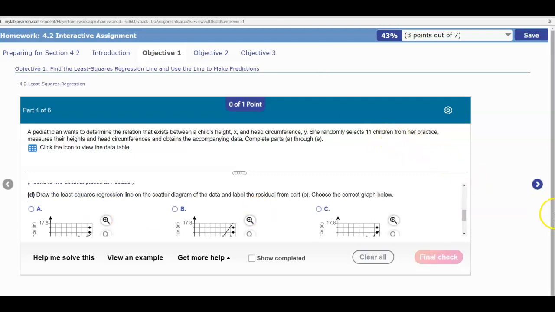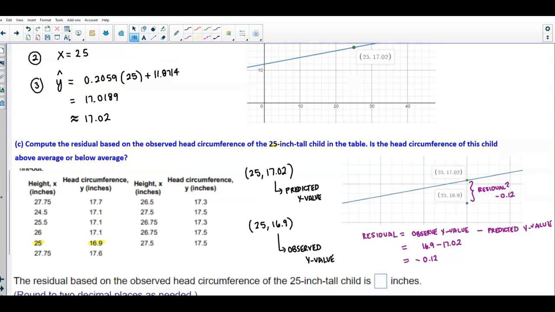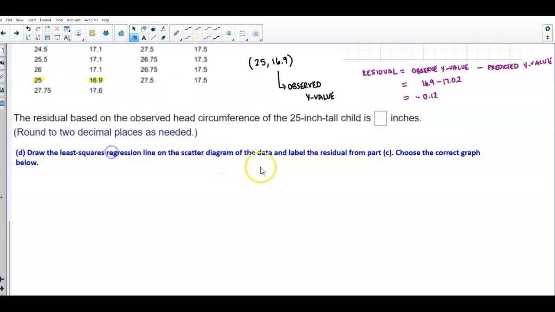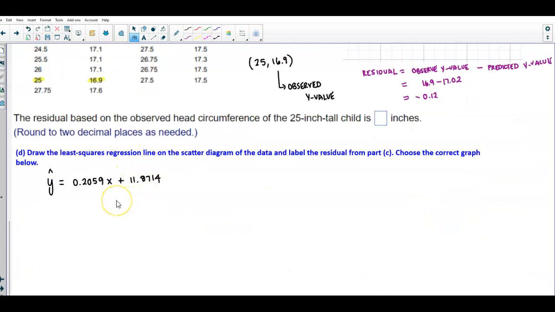Now what we want to do is draw the least squares regression line on the scatter diagram of the data and then label the residual from part C. So let's go ahead and do that. Recall that this was our equation, which is what we got from our linear regression line.